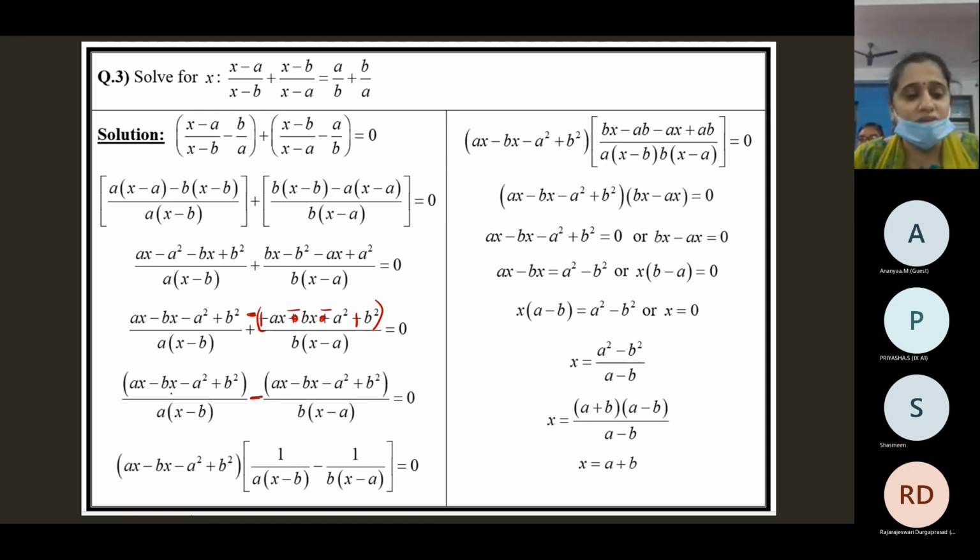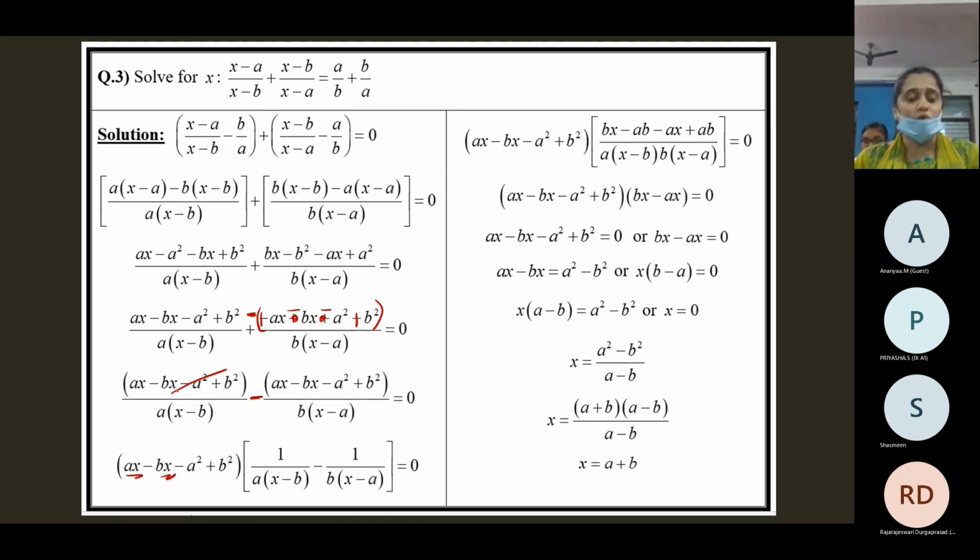Now you cannot cancel, children. If you had it on the other side, you can cancel. This also will get cancelled. But the thing here is there is x here. If you cancel this, you will lose one value of x. If you cancel, you lose one value of x.